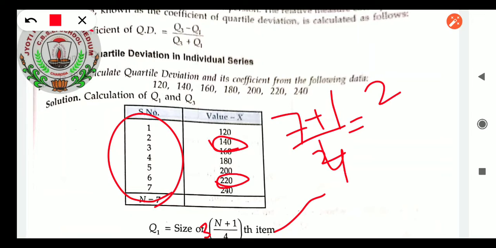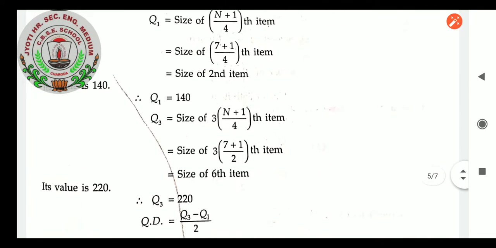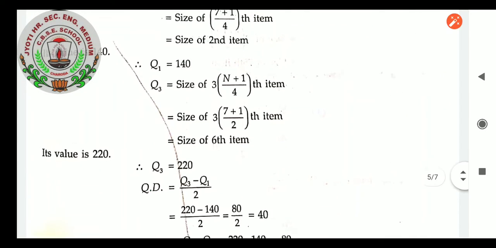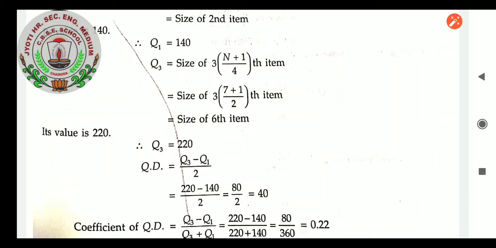So here we come to 220 minus 140, the second item, that we will get 80 by 2, that is 40. So the quartile deviation is calculated. Now the coefficient of quartile deviation formula is Q3 minus Q1 divided by Q3 plus Q1. Hence, as we said, 220 minus 140 divided by 220 plus 140, we will get 0.22.